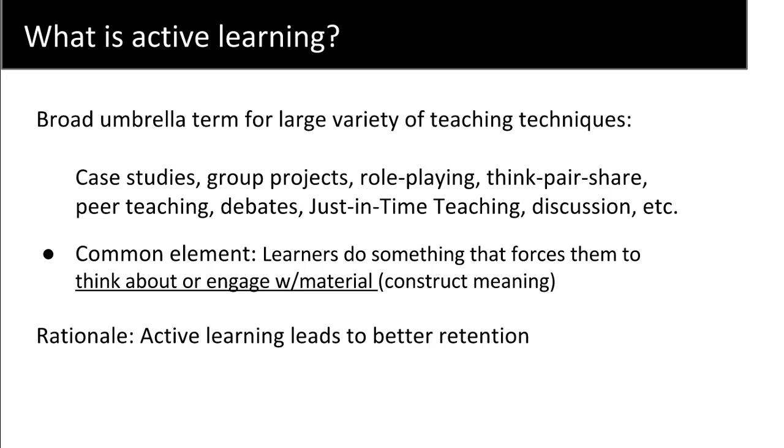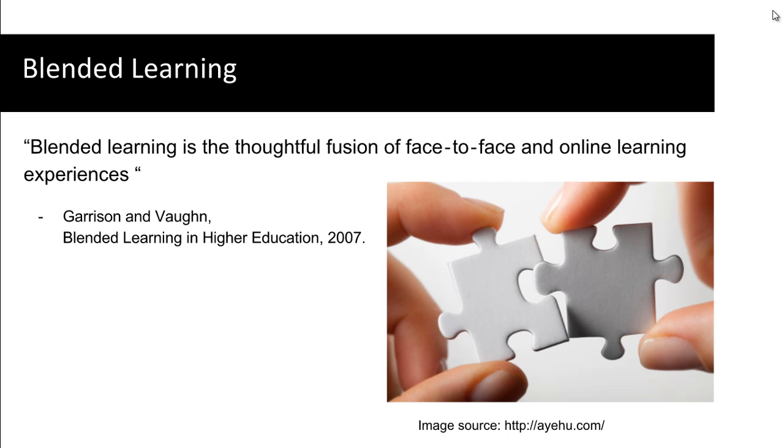So just to define active learning, it's a broad umbrella term for a large variety of teaching techniques. Some of them are listed below, along with case studies, role-playing, just-in-time teaching, which we'll talk about, peer teaching. The common element in active learning is for learners to do something that forces them to think about or engage with material, and that way construct meaning. We'll talk a little bit more about what that might look like too, with the rationale that active learning leads to better retention of information, knowledge.